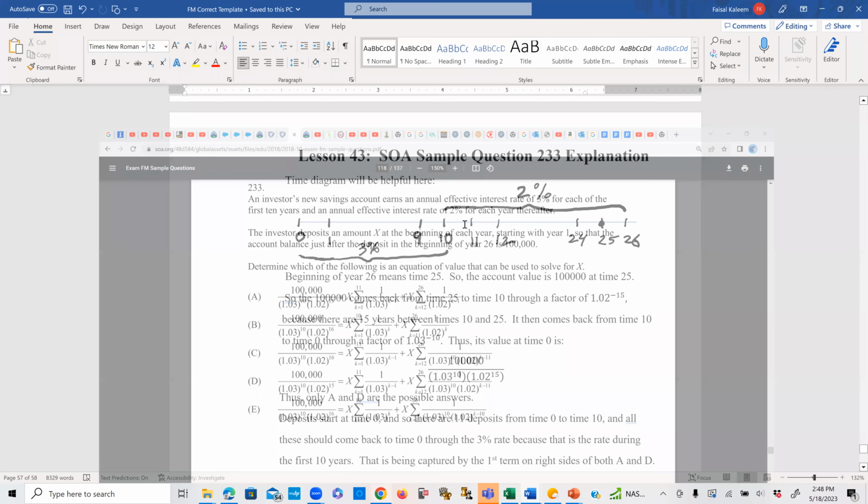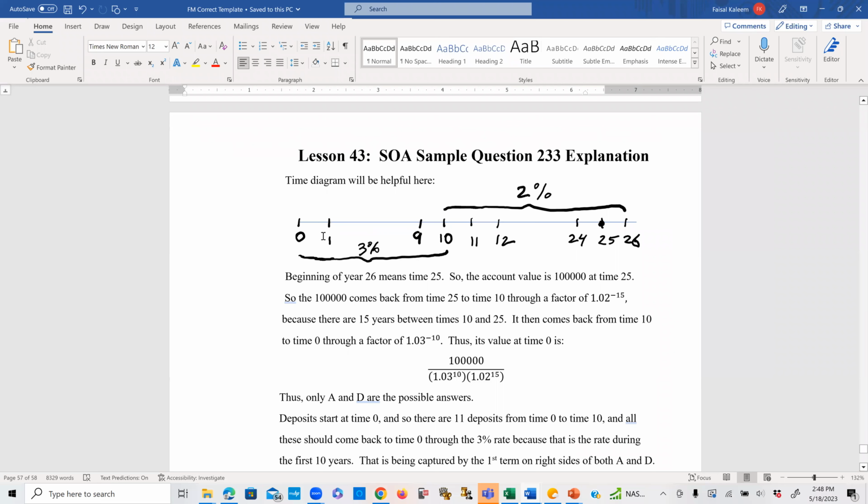So this is the time diagram, which is useful to say for the first 10 years, the interest rate is 3%. So that's what I've indicated in the bottom here. And then from 10 years onwards, it's 2%. And I didn't even have to go all the way up to 26 because the last payment is occurring at time 25, and that's our last point of interest.